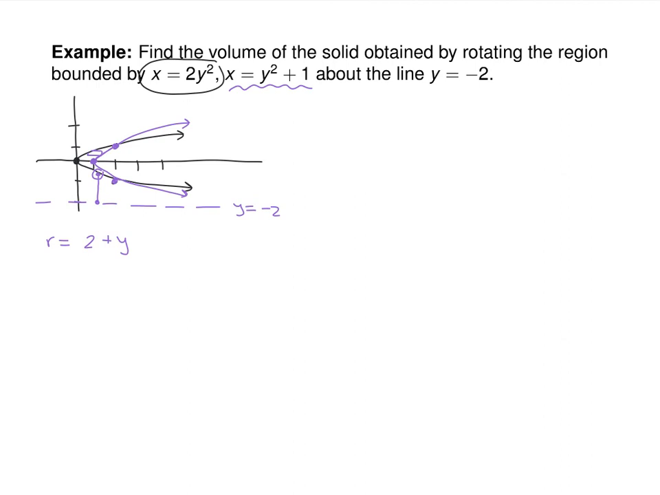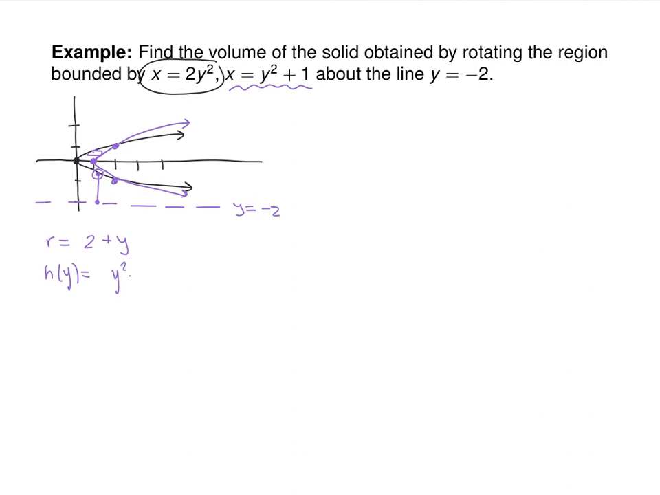So if you take 2 and you add the y coordinate, it tells you how far away. If that y coordinate is -1, you're a distance of 1 away. If that y coordinate was 0, you're a distance of 2 away. If your y coordinate was 1, you're a distance of 3 away. That definitely works. And then the height will be the rightmost minus the leftmost.